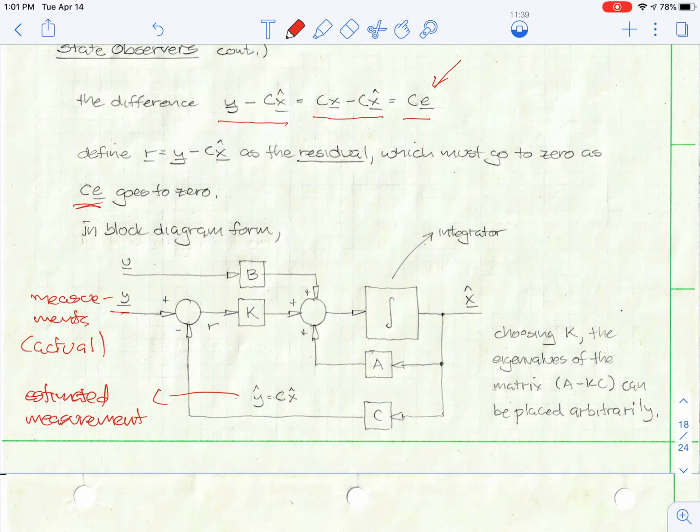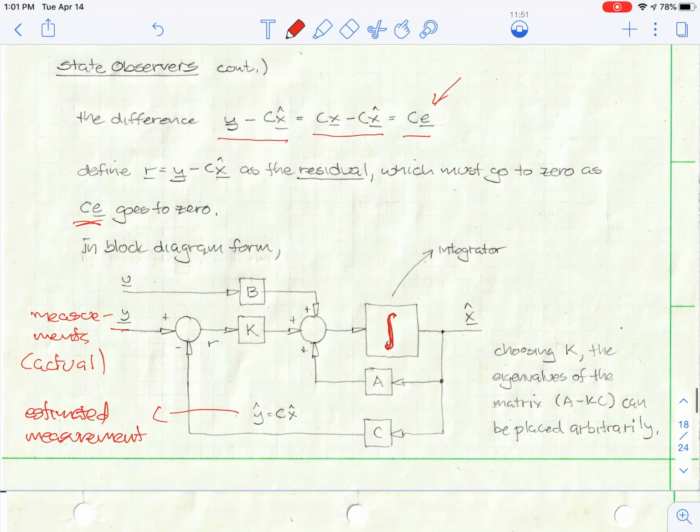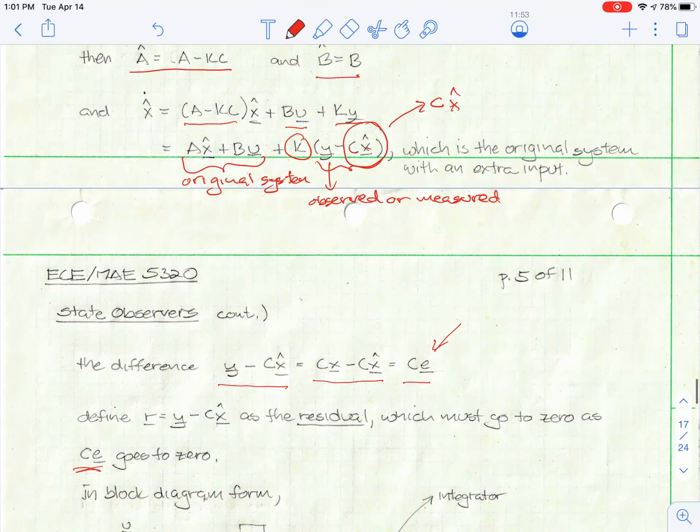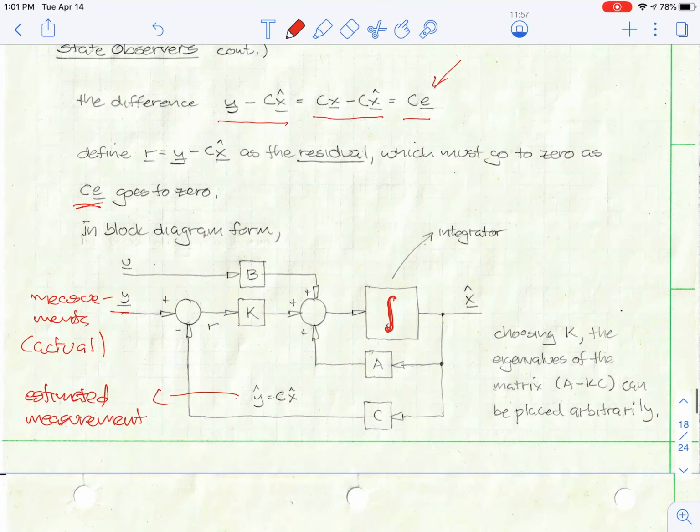And then I have this symbol for an integrator, because people who do things in the time domain don't draw things like 1 over s anymore. It shows I'm just building this system that I have here, in block diagram form. So I've got this K, which is multiplying the difference between the actual measurements and the estimated measurements.